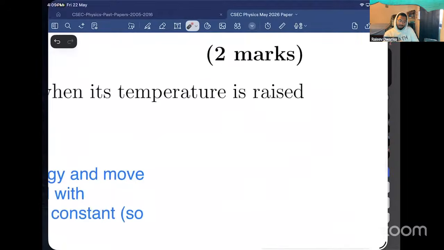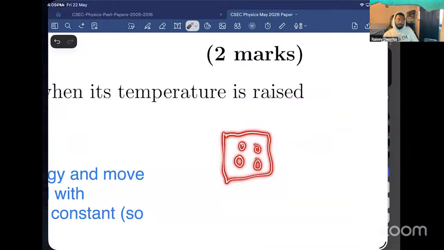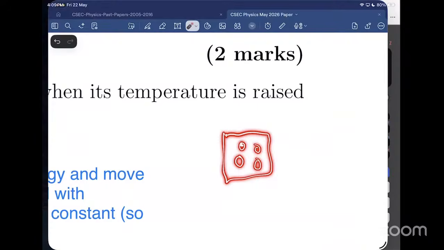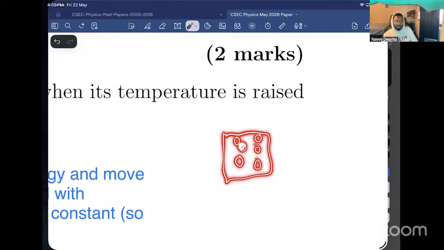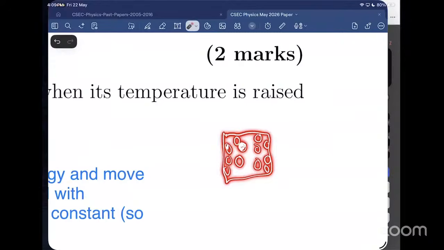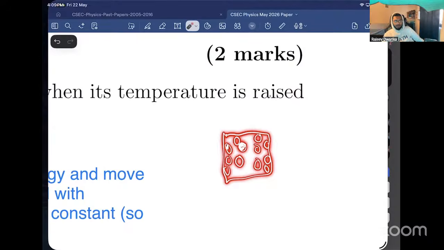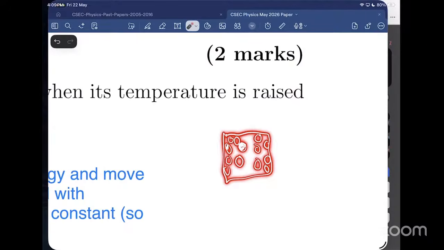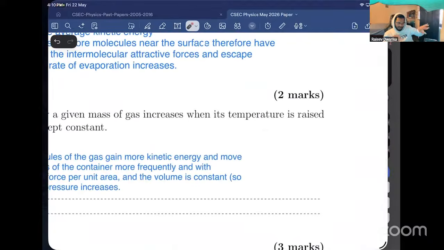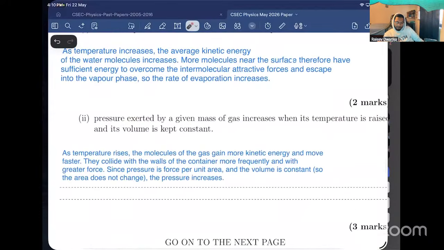Let me explain, right? Imagine you had a fixed container here. When I apply heat, what happens to the molecules on the inside? They start to vibrate, and they start to collide. And when they start to collide, they're going to hit the surface. But is the area changing? The area is constant, right? If the area is constant, what's going to happen to the pressure inside? It will increase, because these molecules are pressing against the walls. So the pressure will build up inside.